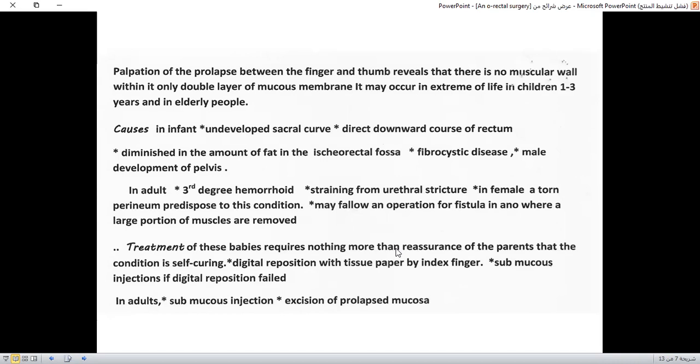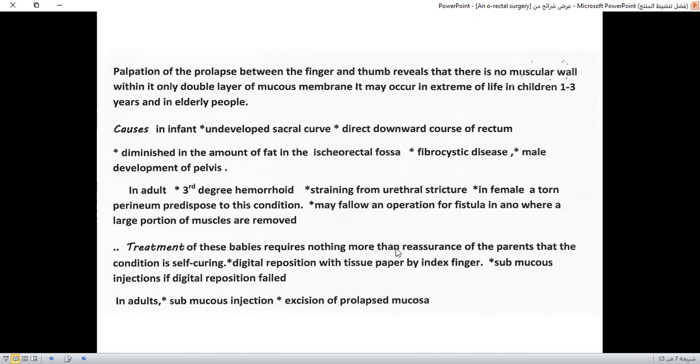It may occur in the extremes of life: children 1 to 3 years and elderly patients. So the prolapse is devoid of the muscular layer, just 2 layers of mucosa. This can happen in children and in elderly patients.